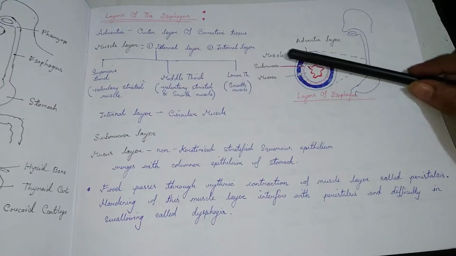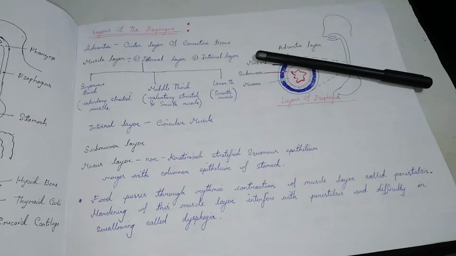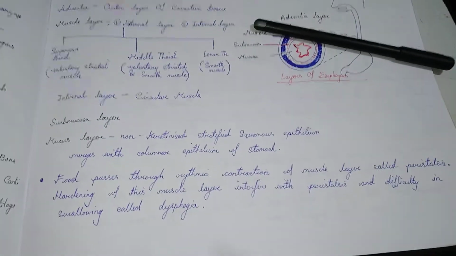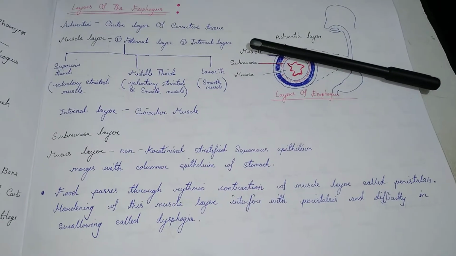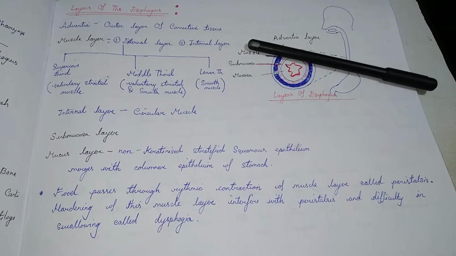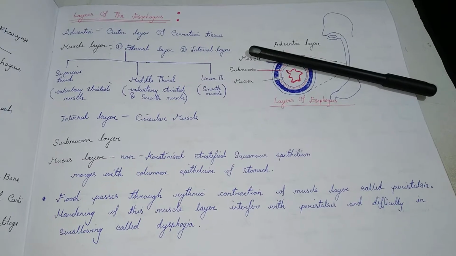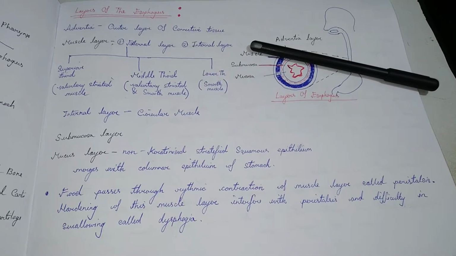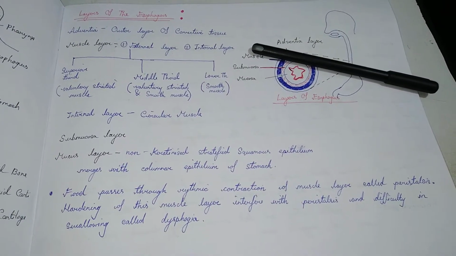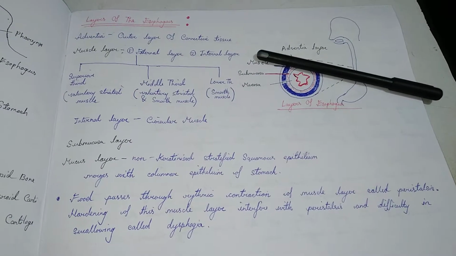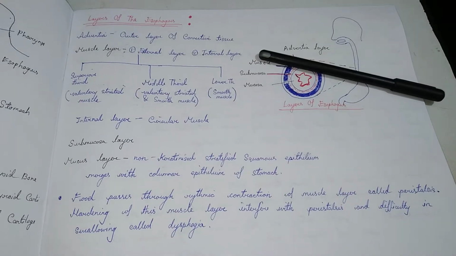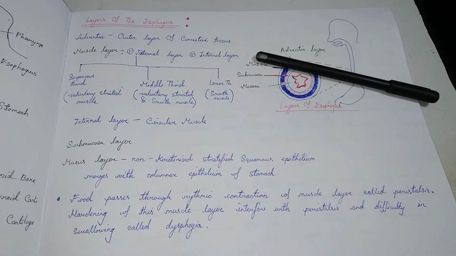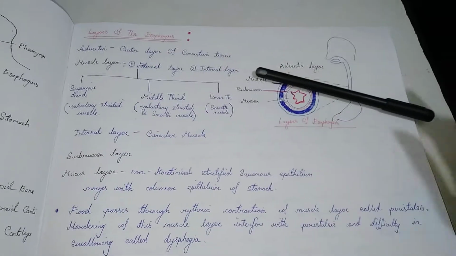Now the food passes through the rhythmic contraction of the muscle layer called peristalsis. When we ingest food, it passes from the pharynx to the esophagus and then to the stomach through a series of wave-like motions. The esophagus contracts like a wave. This movement is called peristalsis, and it is completely dependent on this muscle layer.